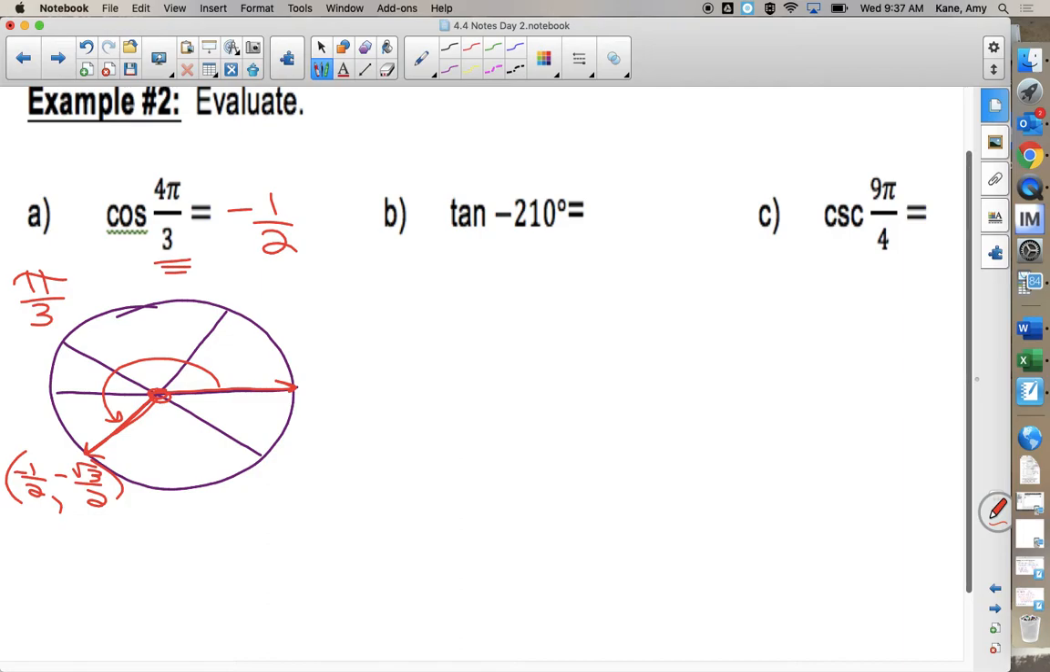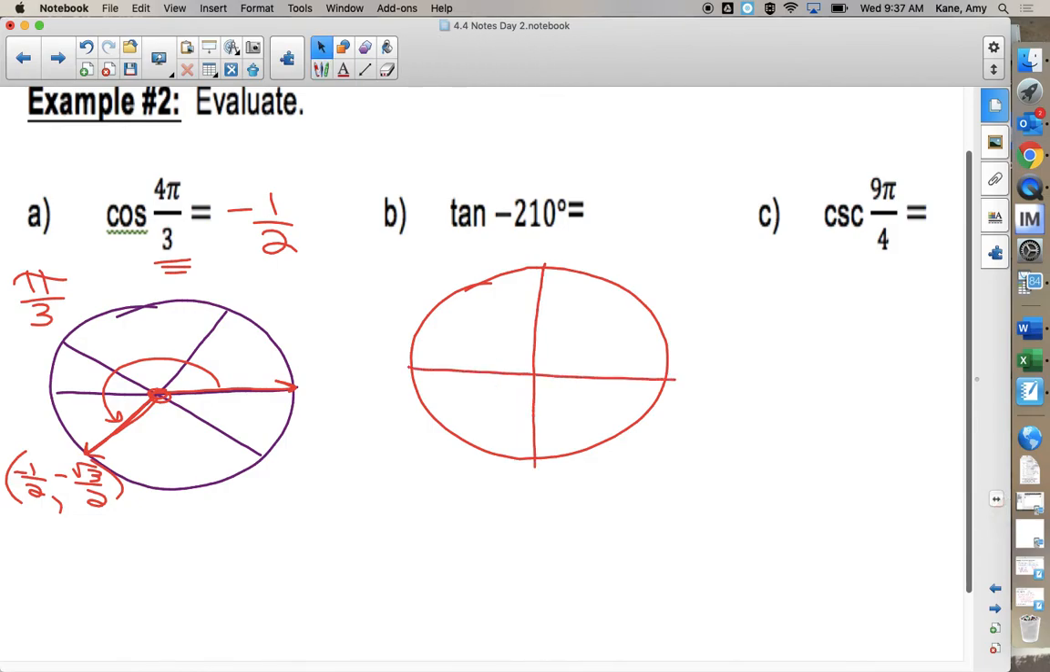So the second one, negative 210 degrees. So now instead of having a radian, we have a degree. Dylan, where is negative 210 degrees? Negative 210 degrees. Where would that be located? Quadrant 2. So we have to pass negative 180 to get to quadrant 2.